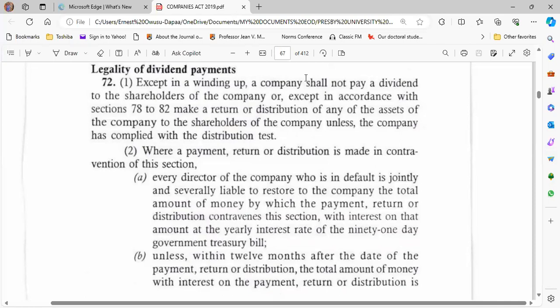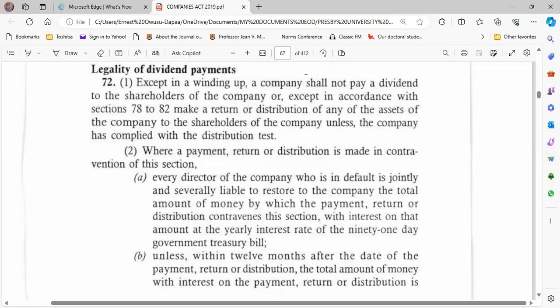The distribution test, if you like, is two-pronged. First, is the company in a position to be able to pay its debts and liabilities if it decided to pay dividends? Now, where that is answered in the affirmative, that is where the answer is yes, we haven't finished. You look at the second aspect of it. Now, the dividends which are going to be paid, is it such that it is less than the retained earnings of the company?